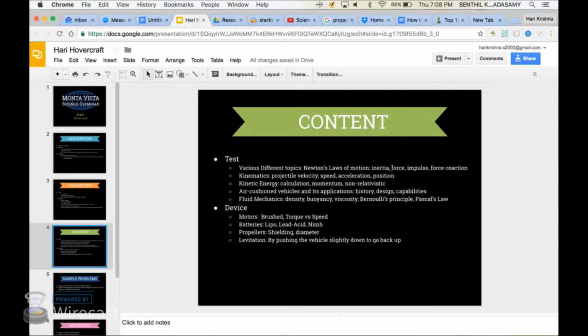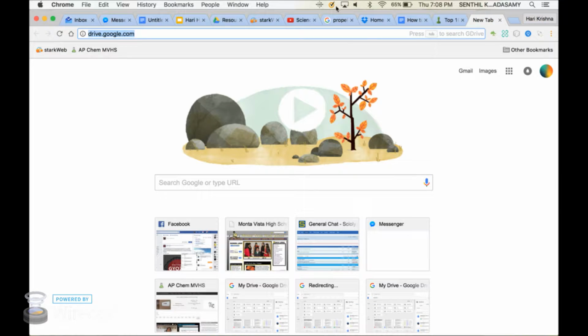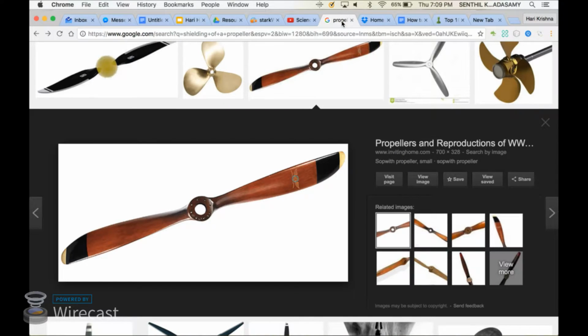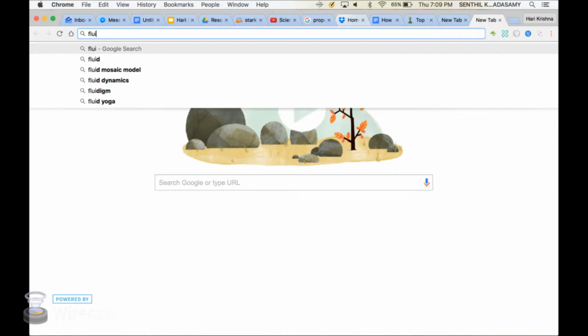And air cushioned vehicles and their applications. So there are various air cushioned vehicles and applications in history, such as blimps, helicopters, planes, and not necessarily planes, but things that are air cushioned, such that they use air to fly. So you have to know the history, design, and capabilities of these vehicles. Fluid mechanics. I really like this image over here, which I will show. Fluid mechanics definition.